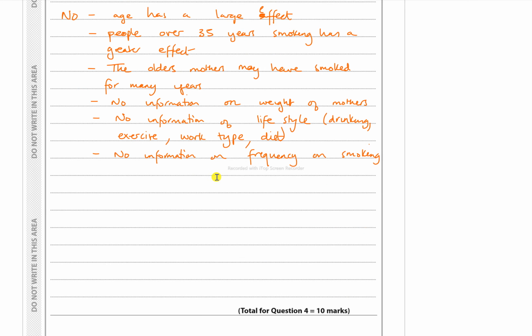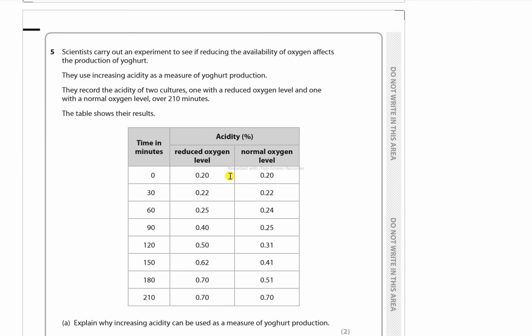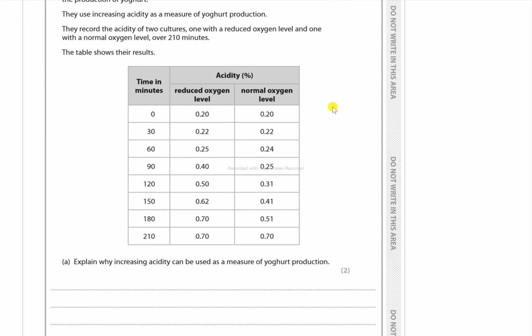Okay, that's cool. Right, let's move on. Scientists carried out an experiment to see if reducing availability of oxygen affects production of yogurt. They use increasing acidity as a measure of yogurt production. They record the acidity of two cultures, one with reduced oxygen level, one with normal, over 210 minutes. So what they're saying is there's two types here. You've got reduced and you've got normal.